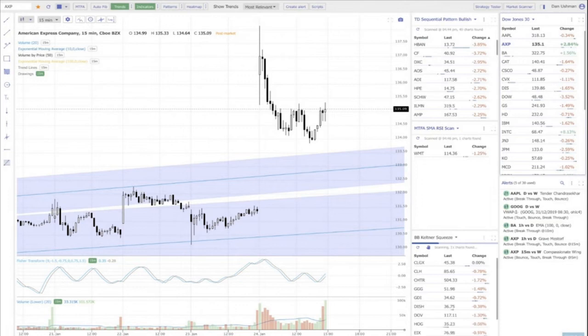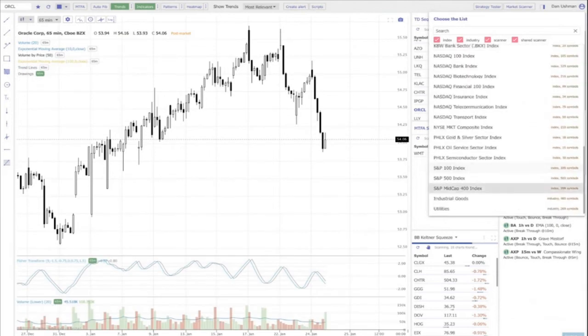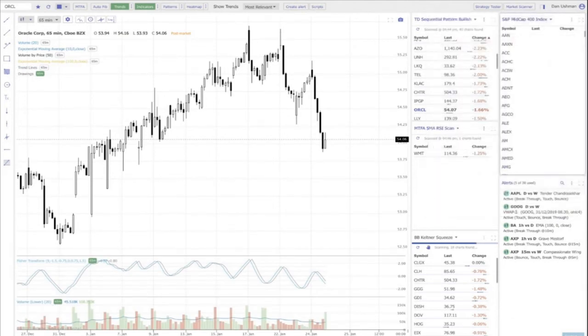Now, here's where it gets really cool. Let's say that you've got a symbol that happens to appear in multiple lists. Let me switch to S&P 500 here, because that might be, oops.